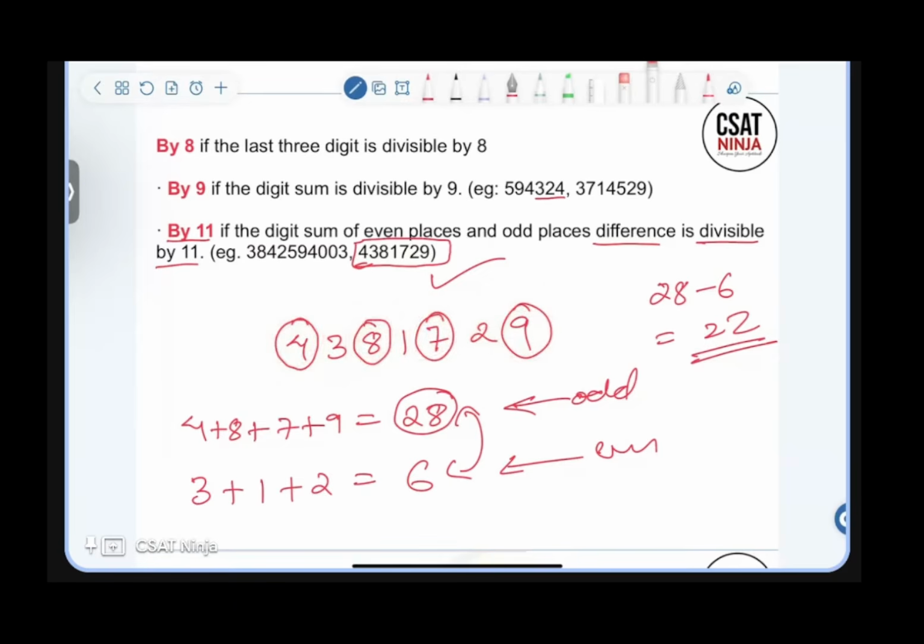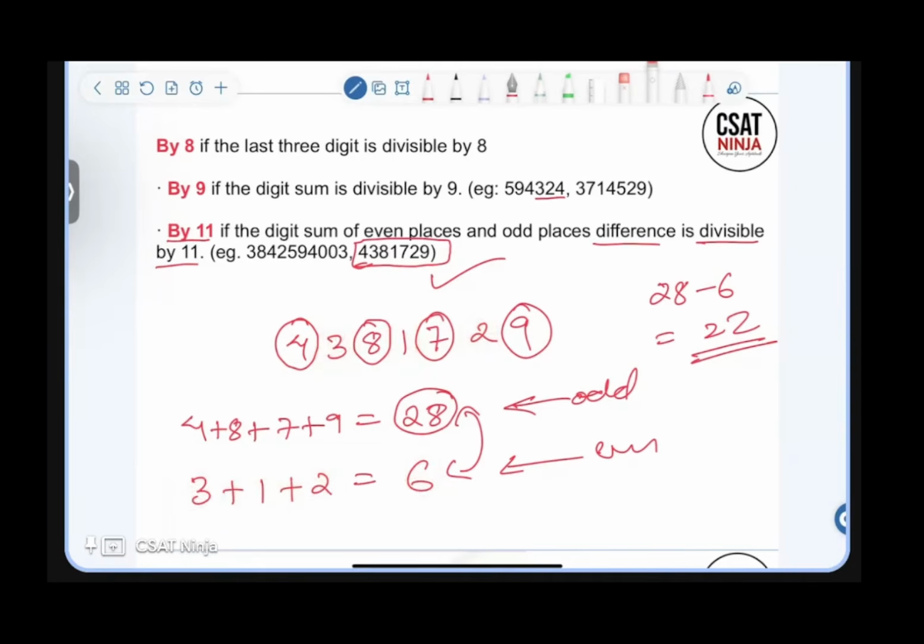After that, I'm summing the terms here. 4 plus 8 plus 7 plus 9. I'm getting 28. The sum of the odd places here, odd places, not odd numbers, okay? Odd places here is 28. Now I'm going to find the sum of the even places. Even places are 3, 1, and 2. 3 plus 1 plus 2, which I'm getting 6 there.